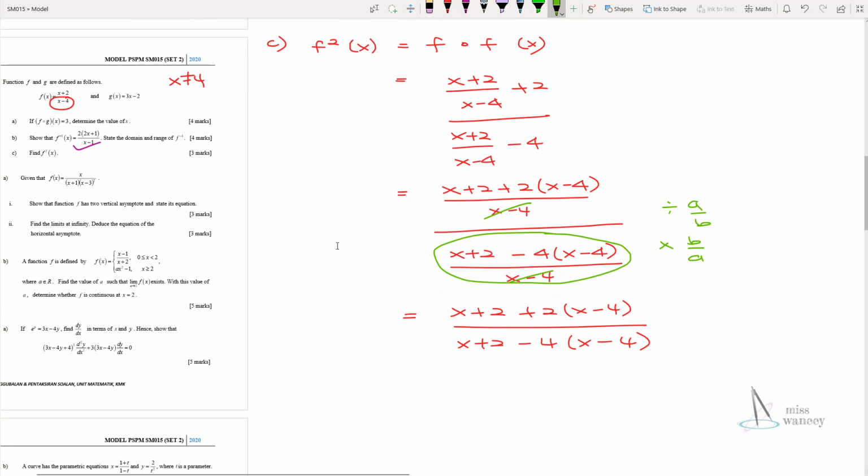Okay, so now let me simplify this. So I have x plus 2x, so 3x, 2 minus 8, so this is negative 6 over x minus 4, so negative 3x, 2 plus 16, so that is equal to 18.